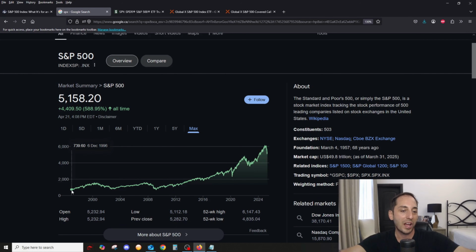This is really the graph of the index for the last, just under 30 years, since 1996 until now, April 21st, 2025. So you could see that over the long term, this index has done really well, right? We know that the stock market tends to go up over the long term, but of course it has its dips, like the 2000s here, like 2008, like COVID 2020, and like actually some volatility that we're going through now. But over time, it tends to be a very, very good investment.